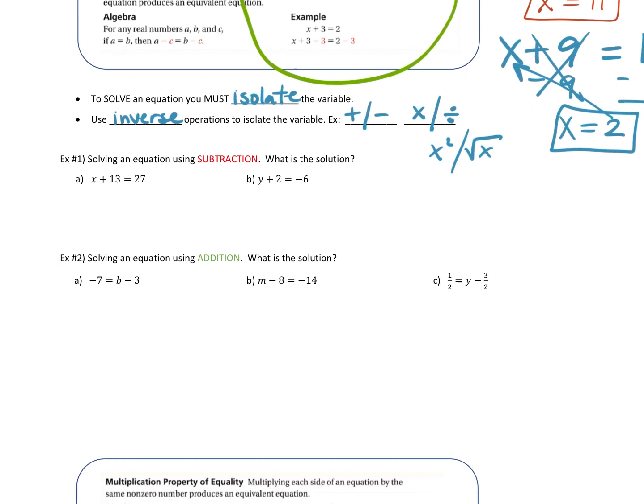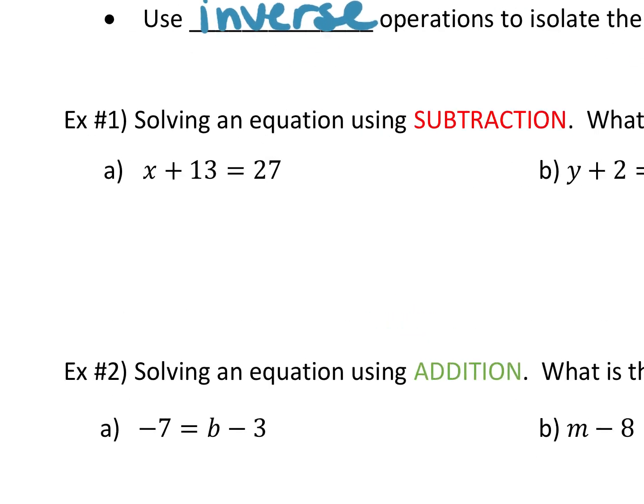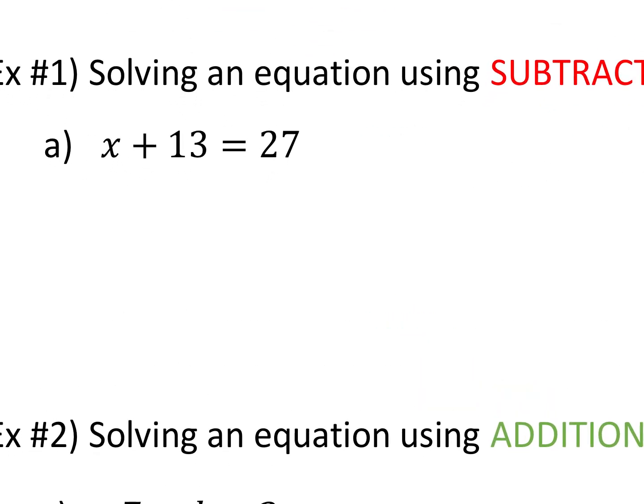Okay, so here's what we're gonna do. We are gonna solve these 5 equations by using the inverse. These first ones are subtraction. So you have, excuse me, x plus 13 equals 27. I want x by itself, so I need to get 13 out of there. What do I do? Minus 13. Take away 13. That is 0. Take away 13 on the other side, and you bring down your x, you bring down your equal sign.